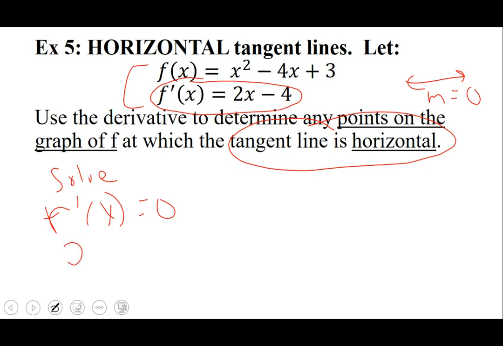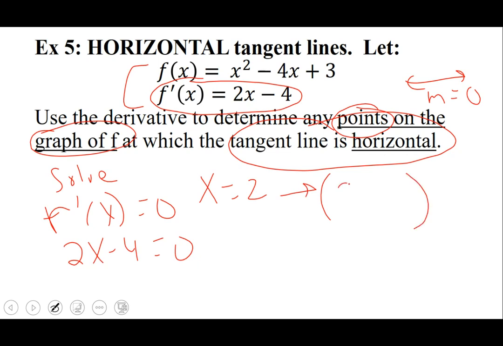So the derivative is 2x minus 4. You're going to set it equal to 0. You're going to add 4, you're going to divide by 2, and it turns out that at x equals 2, there is a horizontal tangent line. That's great, but I asked you for the point on f at which that occurred. So this 2 implies that there's a point, 2 comma something, on the graph of f where that horizontal tangent line occurs. If you want to find that y value, you have to plug it back into the original.